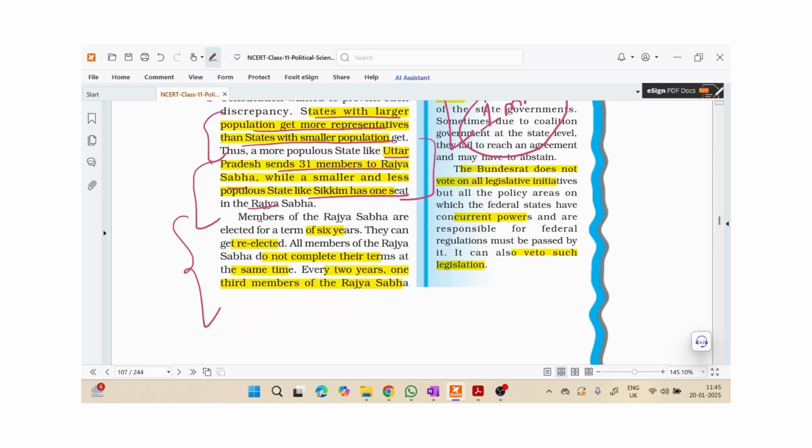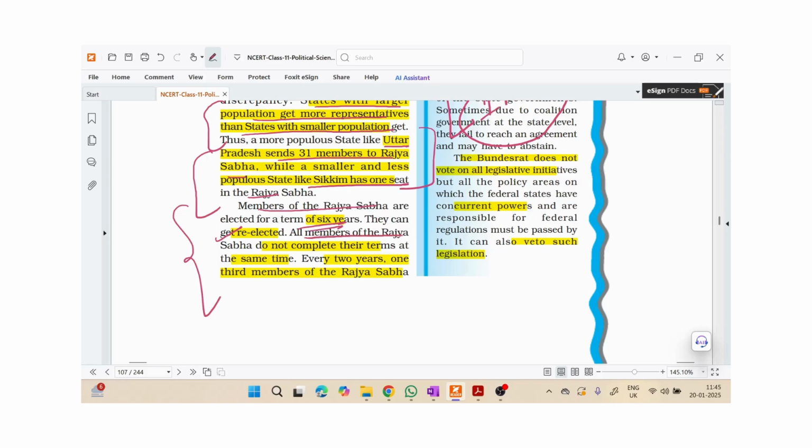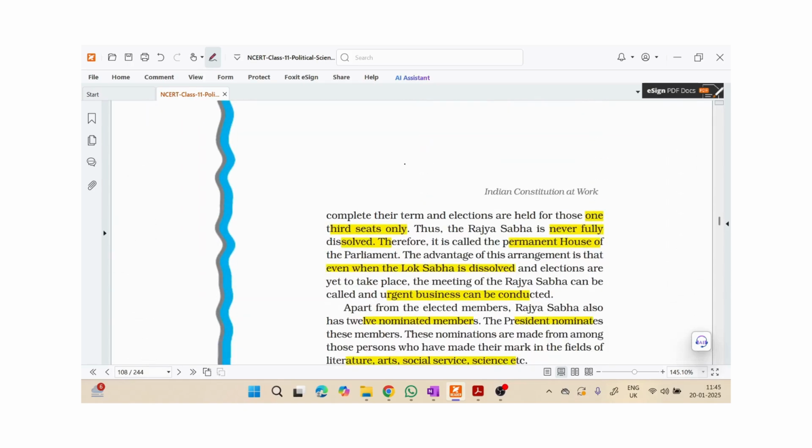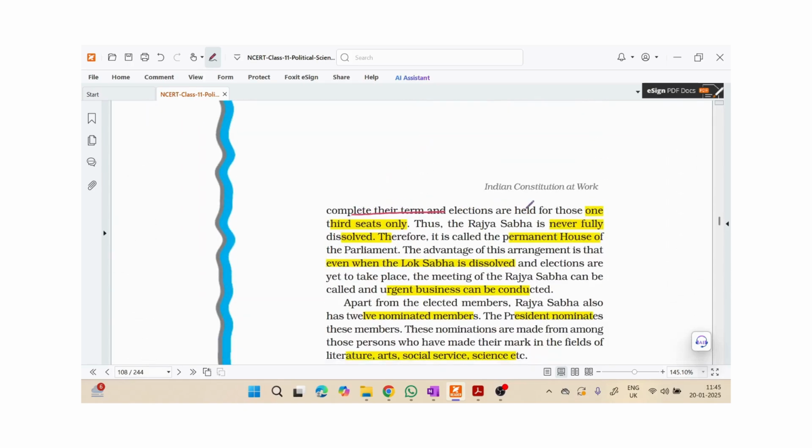Then members of Rajya Sabha, they are elected for a 6-year term, and they can get re-elected, and then all the members of Rajya Sabha do not complete their term at the same time. Here, after every 2 years, 1/3 members of Rajya Sabha complete their term, they retire, and elections are held for those 1/3 seats only. So that's why Rajya Sabha is never fully dissolved and it is called permanent house of parliament. So अब इस arrangement को देखते हैं what it is.